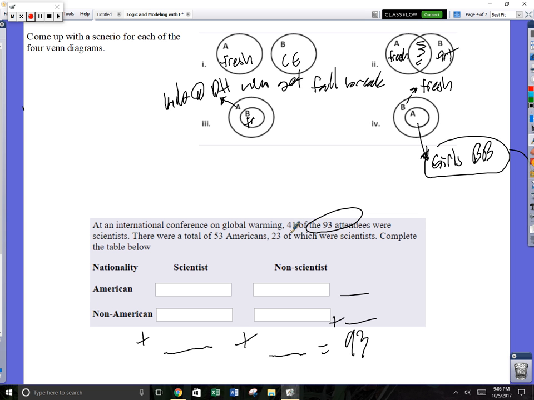41 were scientists. So now here's what I know. 41 of them were scientists. So that is 41. So of the scientists, there's like two subgroups. There's an American subgroup and there's a non-American subgroup. But I know the American scientists and the non-American scientists have to sum to 41. There were a total of 53 Americans, and that goes right here.